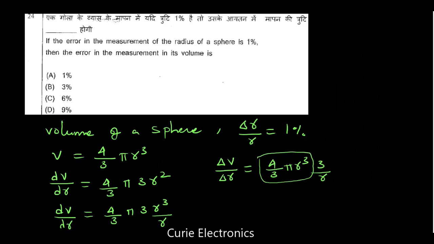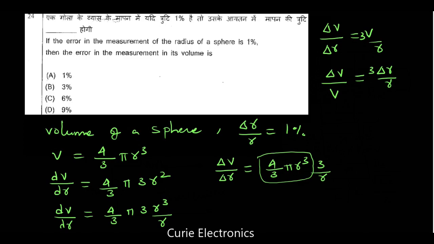Now this 4 by 3 pi r cube I will write as V, that is the actual volume. So delta V upon delta R equals V, and I am just manipulating to put the value of delta R by R. Then delta V upon V equals 3 times delta R upon R. Cross multiplying, something I forgot to write, that is 3 is there.